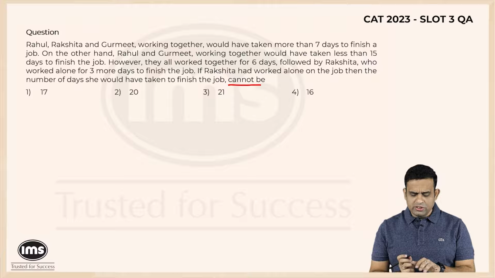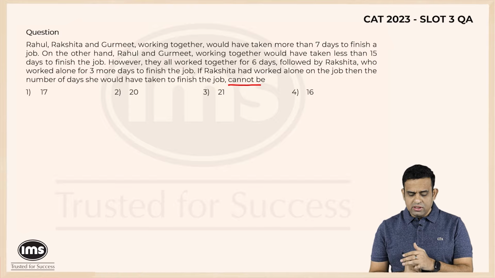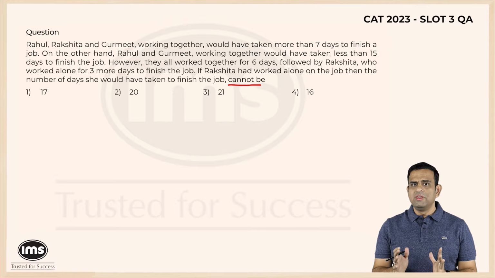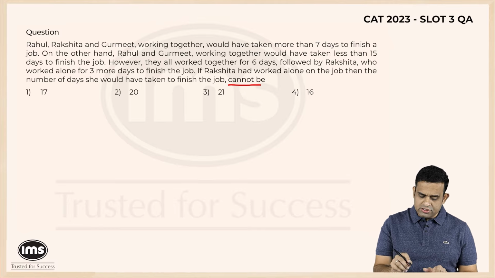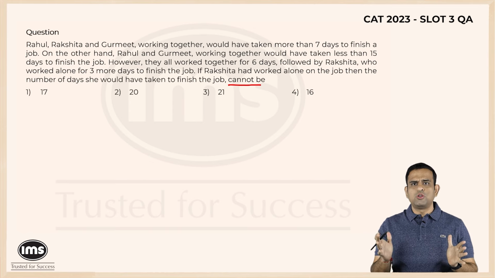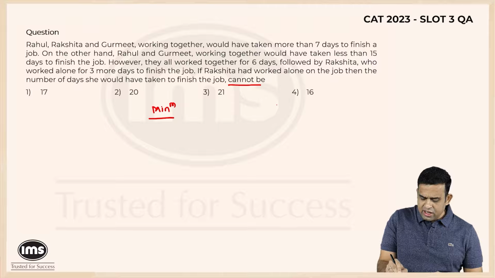So now what we know is that all three worked for 6 days and then Rakshita worked for 3 more days to complete the task. Then they are saying the number of days Rakshita will take to complete the job alone cannot be. Now in this case, the options are going to be very useful for us. Suppose Rakshita cannot be; in that case, it has to be a sort of a range. So you can find the least number of days Rakshita can take and the maximum number of days, and anything between them is going to be very much possible.